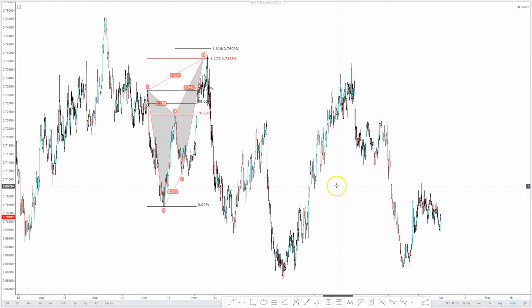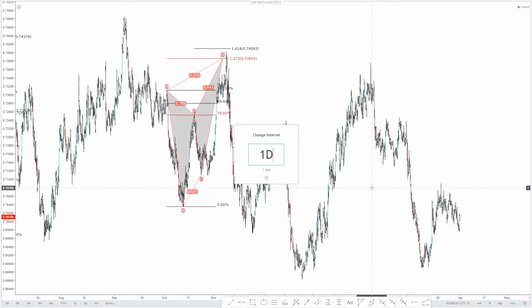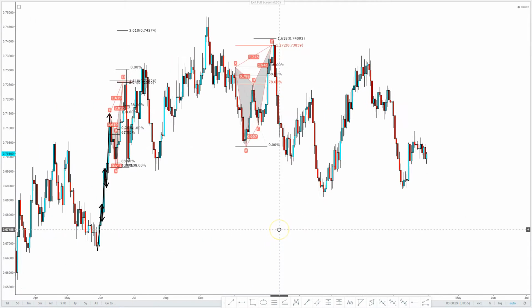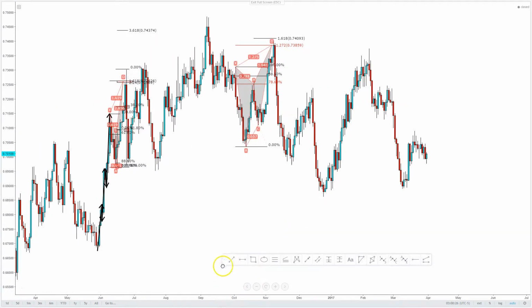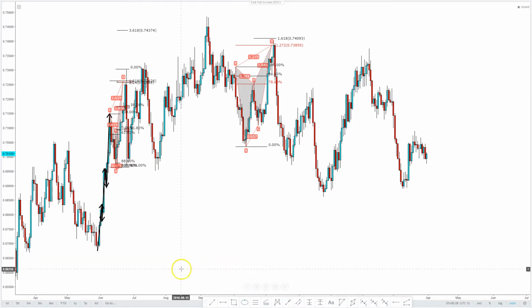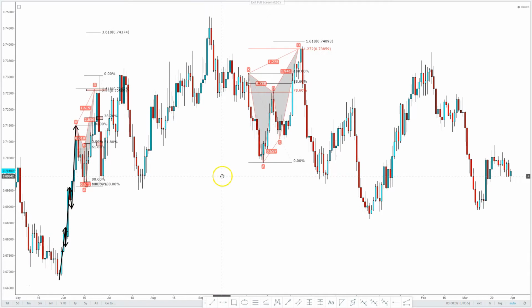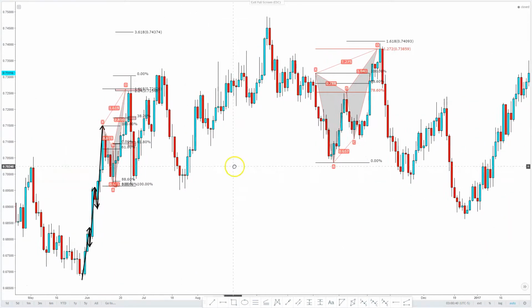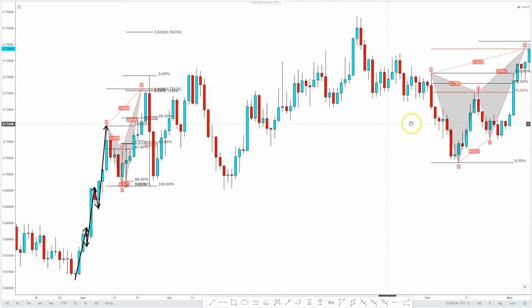All right, so we're right here on the daily. Scrunch it up a little bit. So yeah, it was actually June of last year. Okay, we're right here. All right, that's where that pattern printed. Bagged 100 pips real quick. All right, so I hope you learned something. This is not a crab pattern. Remember, this is a butterfly. It's a different pattern. We'll go over that in the next video.